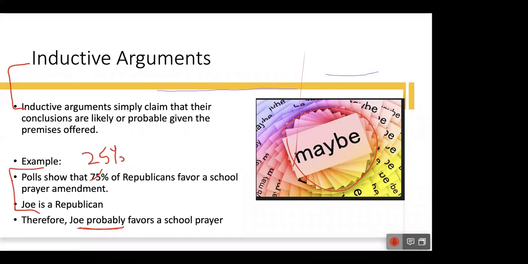So this is where we evaluate the strength of an inductive argument based on the premises. You could call it the strength of the premises, on how strong an inductive argument is. Now, again, let me repeat. If I had said 100%, then this would be a deductive argument because the premises are true and this has to be true. If this is only 75%, you can't say this has to be true because it's only 75%. And therefore, that's why you say probably.